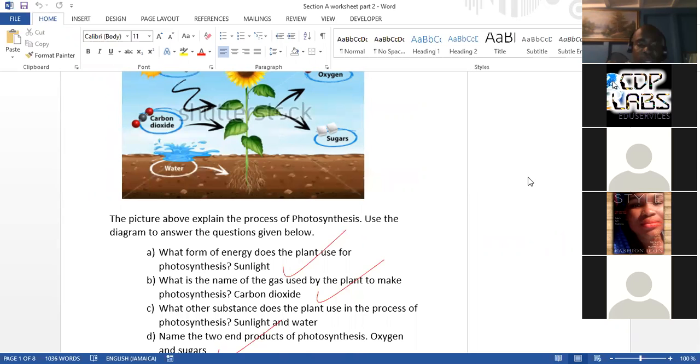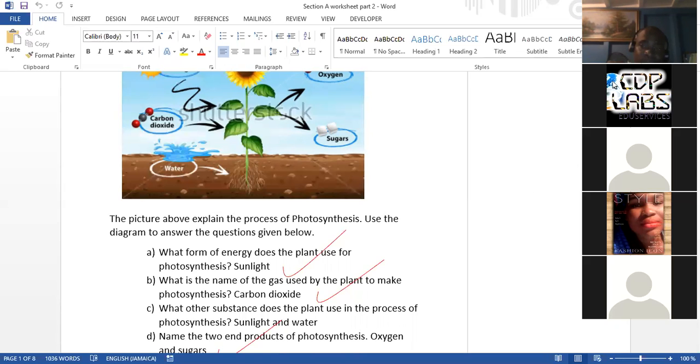Now, sunlight is a form of energy because there's light energy. You have different forms of energy. You have light energy, you have chemical energy, you have heat energy, right? And that's why I gave it to her correct. Now, if you told me that it is the heat energy from the sunlight that the plant uses for photosynthesis, I'd have given you that correct as well, right? But if you tell me sunlight and carbon dioxide, I will not mark it because that is totally wrong.